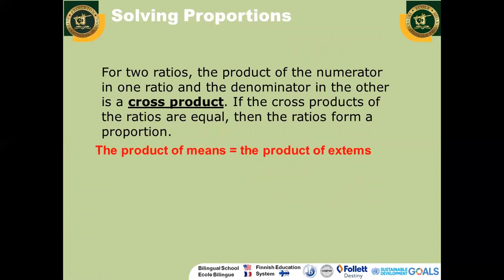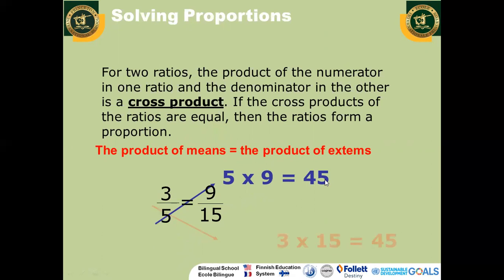So from this definition, we can say that the product of means equals the product of extremes. How? It means that the product of the numerator 9 and the denominator 5 is 45. And also the numerator 3 multiplied by the denominator 15 is 45. So they are proportions, because if we multiply, the product of means equals the product of extremes.